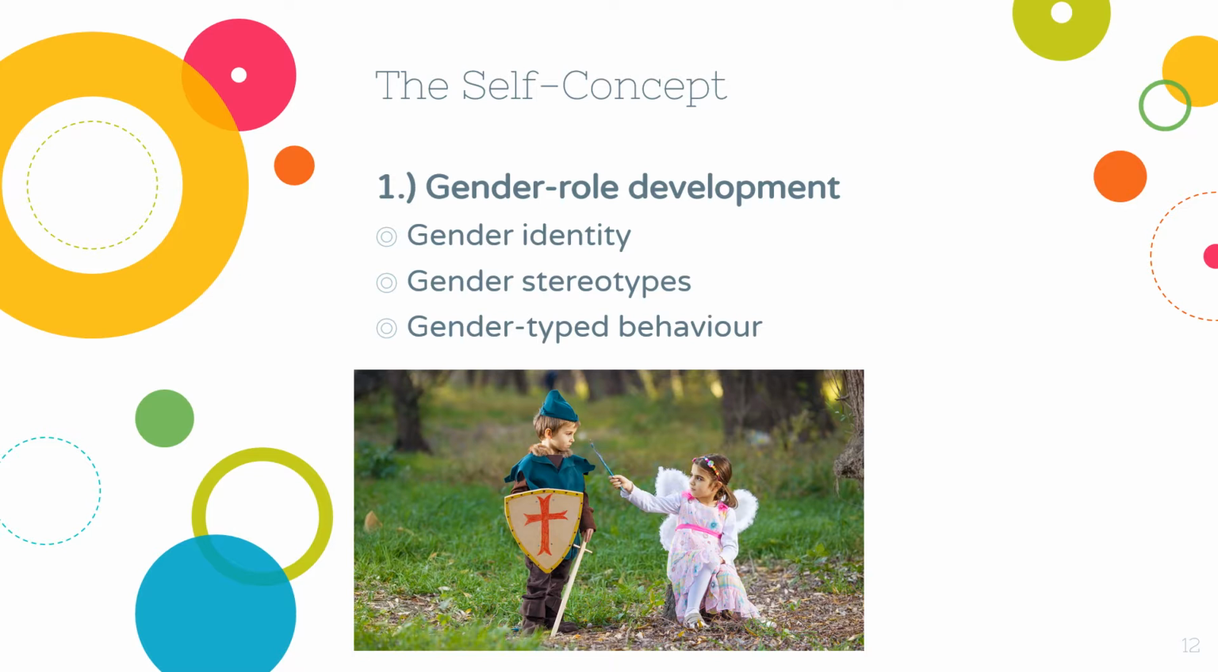Children display the typical behavior of their gender at a very young age. This is called gender-typed behavior. Children also show a preference for playmates of the same sex. These preferences become more apparent during middle childhood, when children show increasing gender segregation and boys and girls form separate groups.